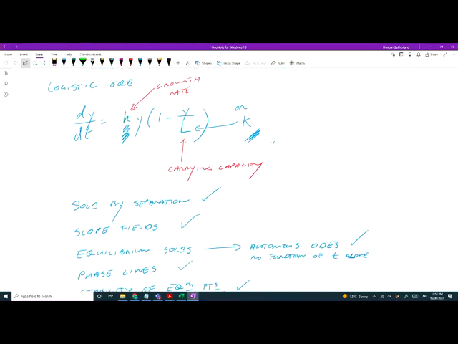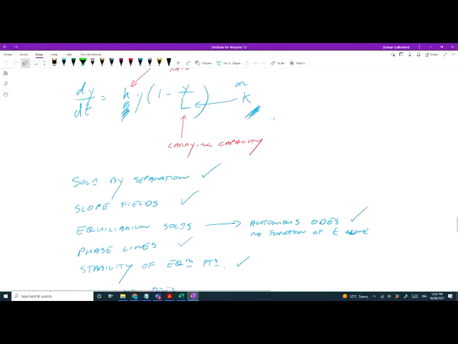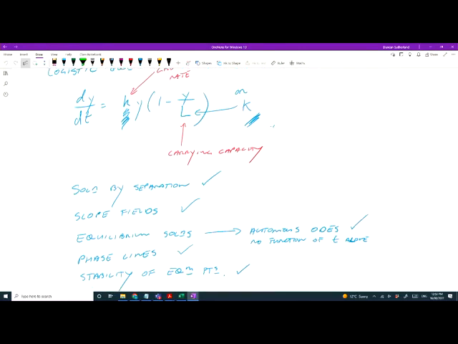We learned about the logistic equation. We saw this quite a bit. We saw a solution by separation. We saw slope fields of it. We saw equilibria and critical point behavior that we could draw down a phase line. We could classify the stability.